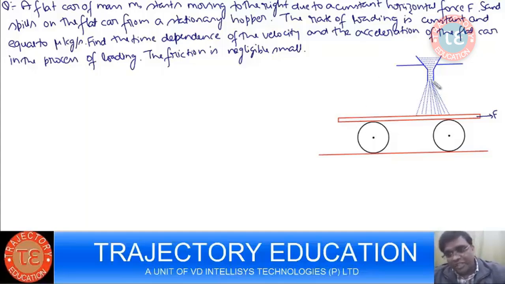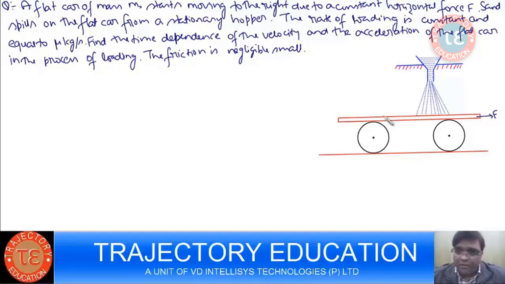See here, your sand is spilling. This is the stationary hopper from which sand is spilling out. Alright. So in this case, this is a system where the mass is increasing. The flat car is the parent body, and with respect to time, the mass of the flat car is increasing.